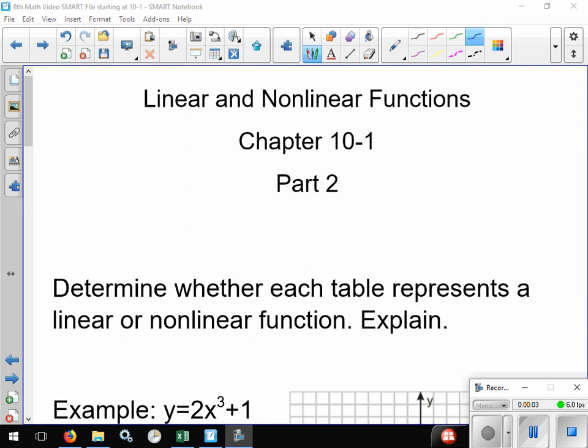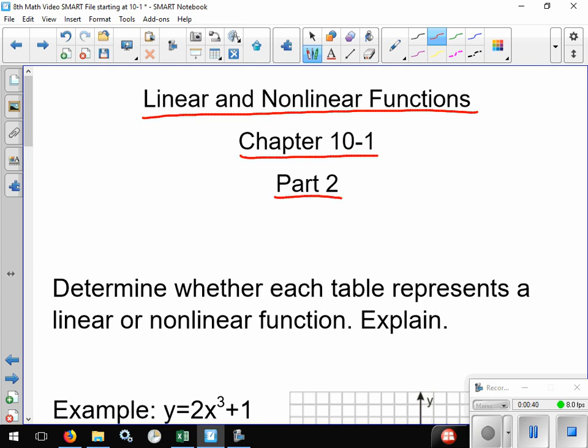Okay, in this video, we're still doing linear and nonlinear functions, chapter 10, section 1, but part 2, because obviously we just need a few more examples to really understand how a linear or a nonlinear function looks or operates. So you have the same setting first, and then you underline in red linear and nonlinear functions, chapter 10, section 1, part 2. Yes, write everything down.